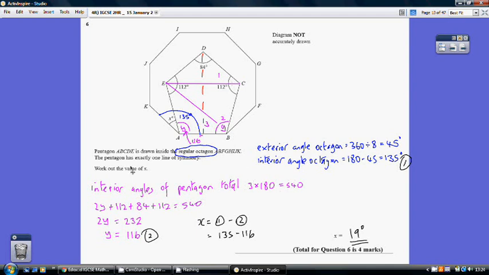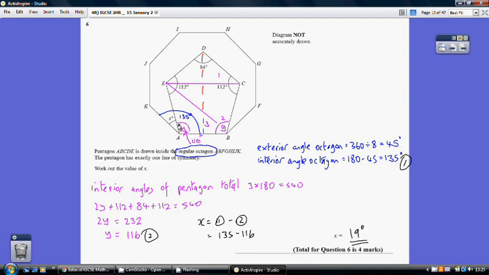Now, I know that it's got one line of symmetry. That's why both the angles at E and C were the same at 112. Similarly, these 2 angles down here, the angle EAB and CBA, are both going to be the same angle, which I'm going to call y. So I know that these 5 angles have to add up to 540. So y plus y, so 2y, plus 112, plus 84, plus another 112 equals 540. Subtracting 112, 84 and 112 from both sides, I get 2y equaling 232. Halve this, and y is 116 degrees.